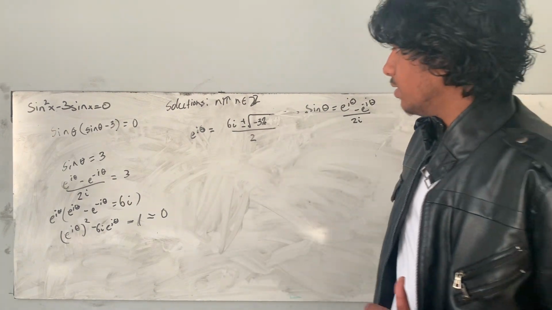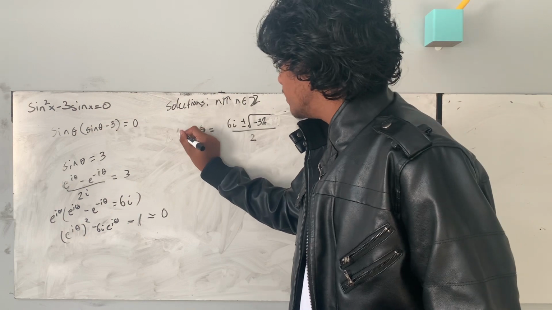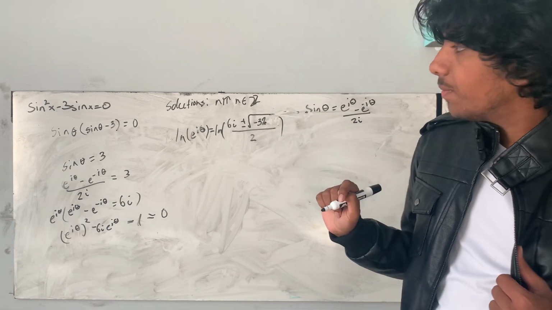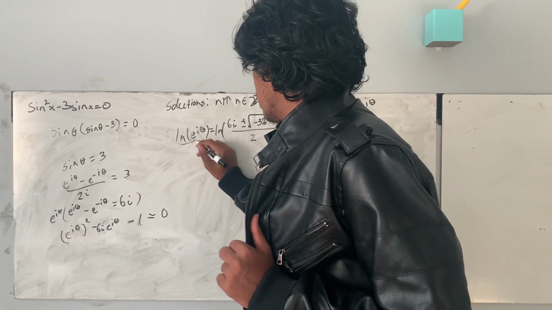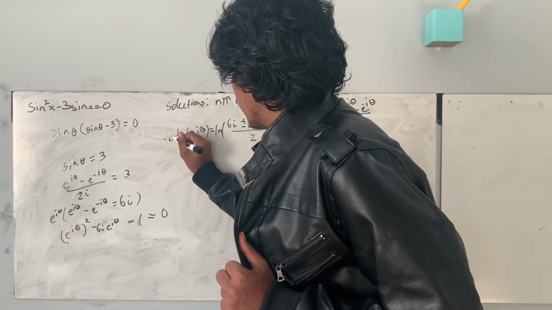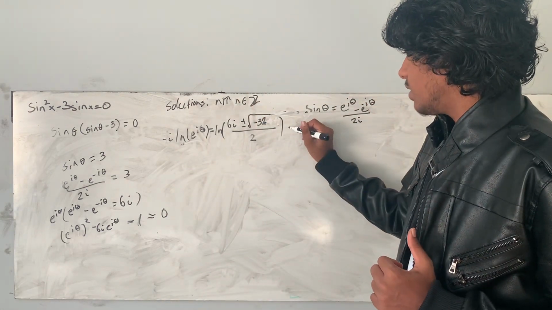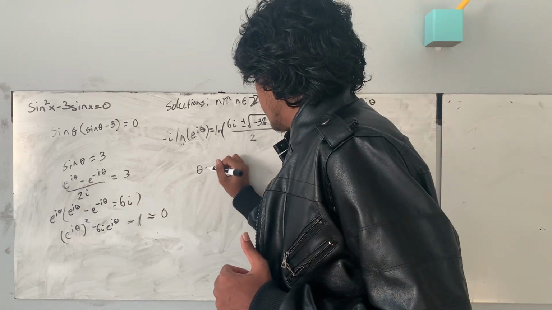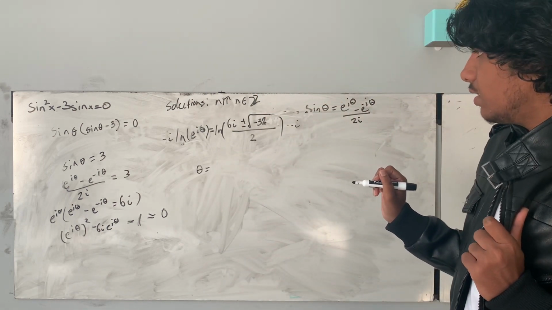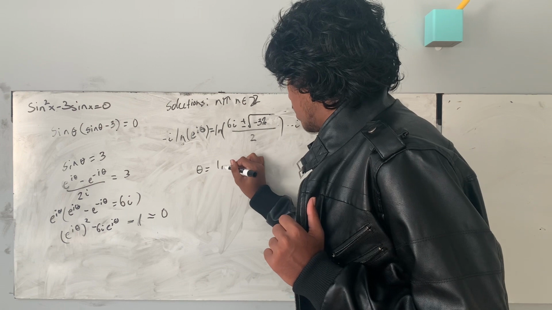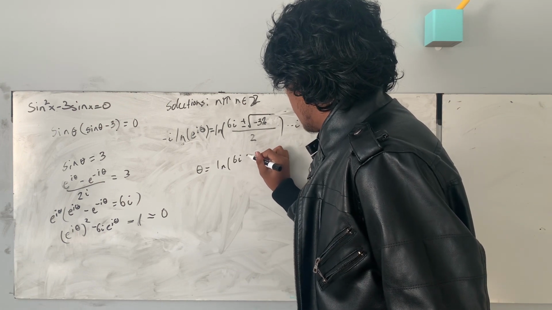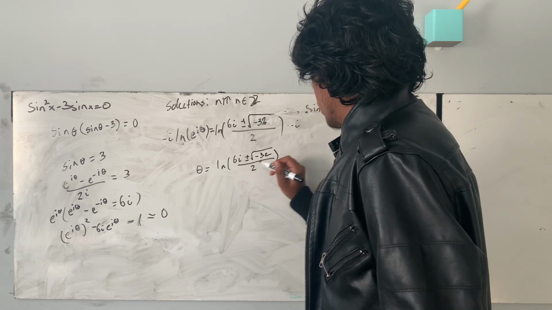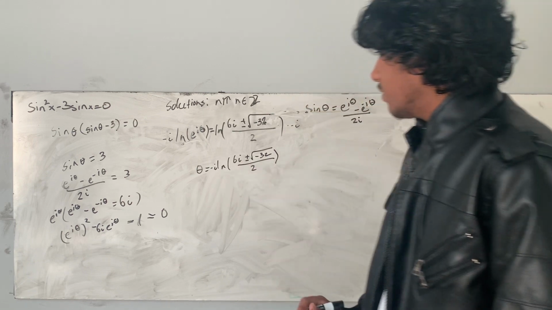Let's do some simple algebra to figure out the rest. Let's take the natural log of both sides. And then let's also divide by i on both sides, which is actually the same thing as multiplying by minus i. Right? Let's multiply both sides by minus i. So we have theta equals the natural log of 6i plus or minus the square root of minus 32, over 2, times minus i. Right?